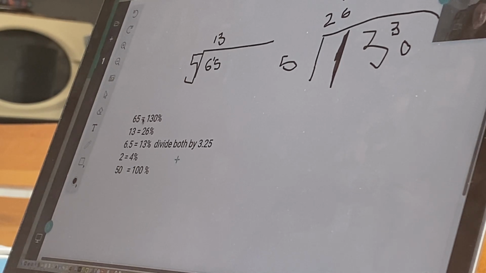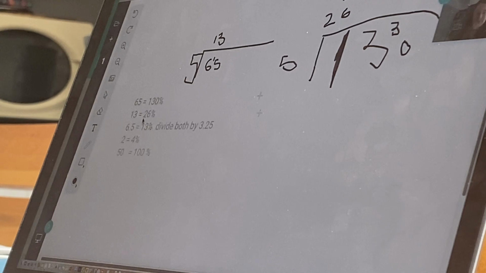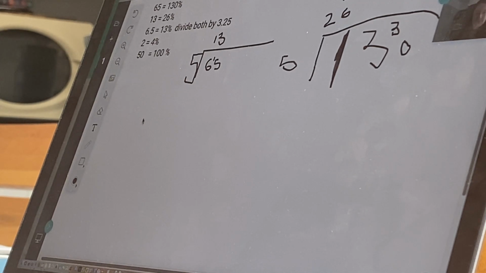Yes. Yeah? Yes. We've not done ratios in so long. Like, it's been since probably last year that we've done ratios properly. Yeah. So that is another way that you could do it.